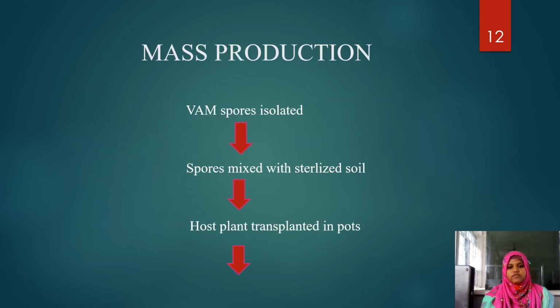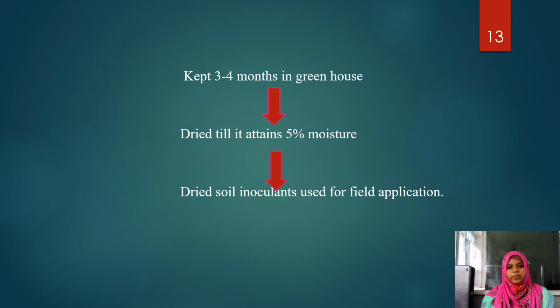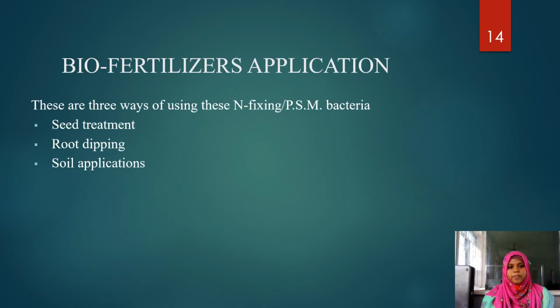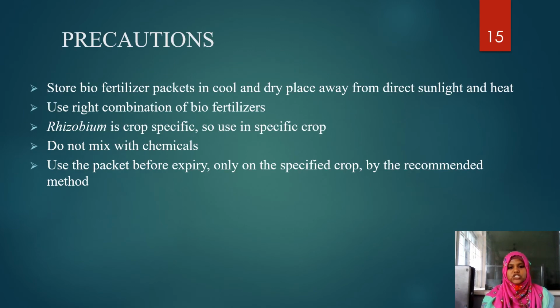For mass production, VAM spores are isolated and mixed with sterilized soil, then transplanted to pots and kept for 3 to 4 months in a greenhouse and dried till it attains 5% moisture. Then the dried soil inoculants are used for field application. It is used in soil treatment, root dipping, and soil applications.